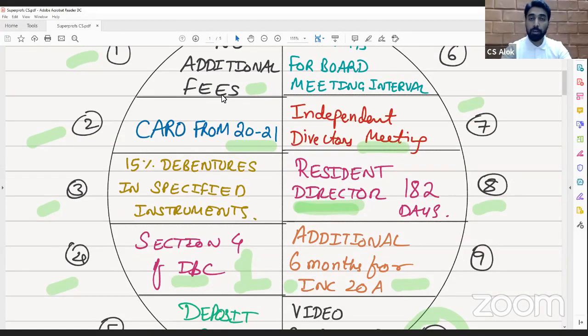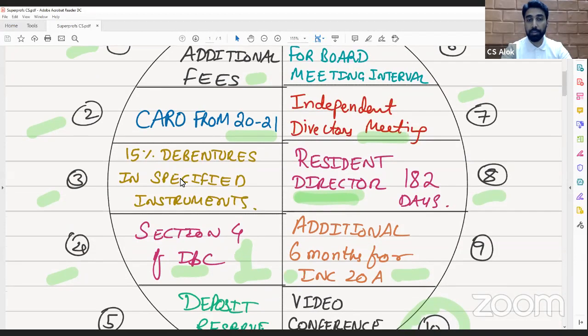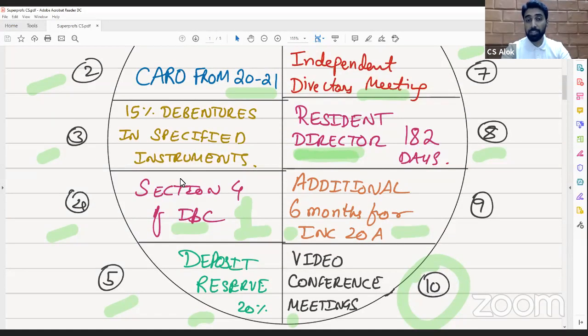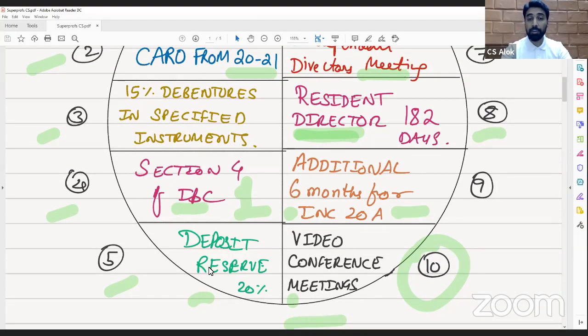Then CARO. CARO is the report given by the auditors of the company, all the chartered accountants. That had to apply from this financial year, but now it will be applicable for 2020-21. Then we talk about 15% debentures in specified instruments. There you have a relaxation. Then IBC Section 4, they have given relaxation. The deposit reserve, which we have to create at 20%, even there you have a relaxation, right?